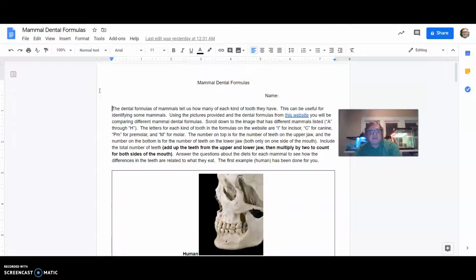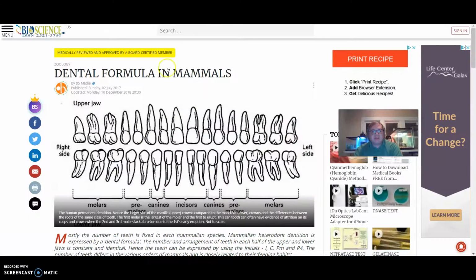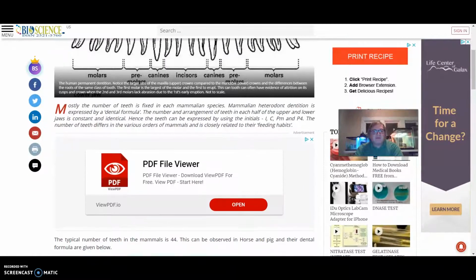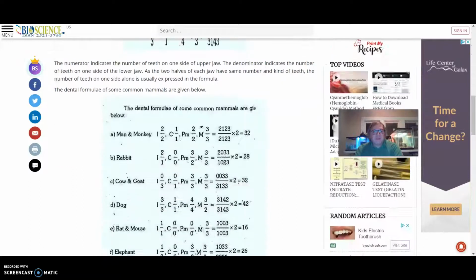The dental formulas of mammals tell us how many of each kind of tooth they have. This can be useful for identifying some mammals. Using the pictures provided in the dental formulas from this website, you'll be comparing different mammal dental formulas. So again, this is the website that I'm talking about, Dental Formula in Mammals, but you'll want to scroll down a little bit for what you're looking for here.